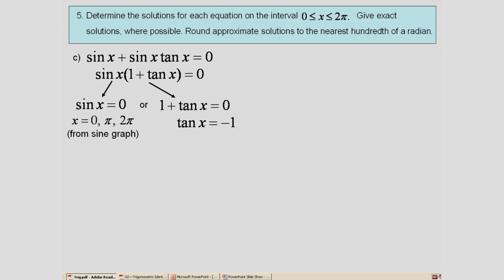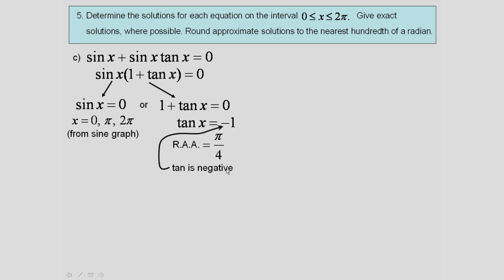So the special triangles tell us that, in this case, the related acute angle actually is pi over 4. We do have to pay attention to the negative, though. Tan is a negative value here, which means we're working in quadrants where tan is negative, and that is quadrants 2 and 4. So we go and draw a picture.